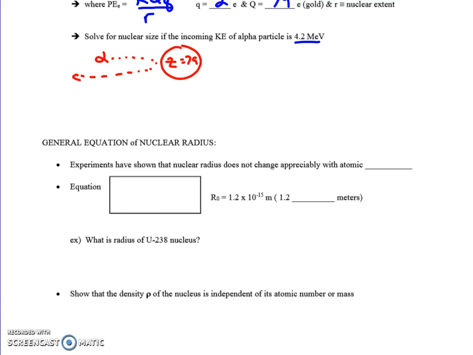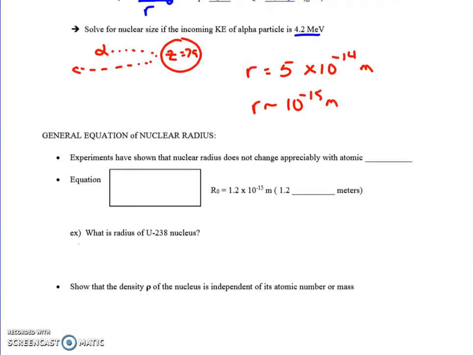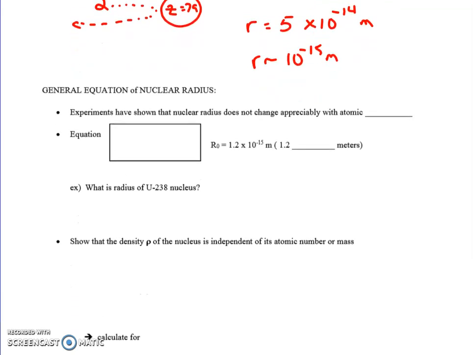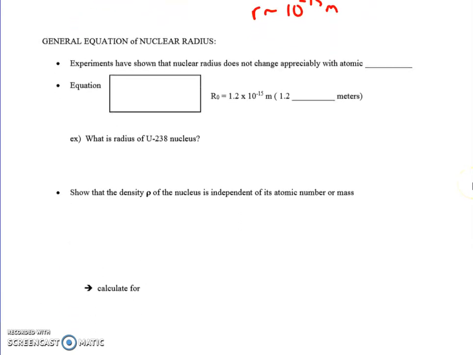If you did things correctly, you should have gotten a value for the radius around 5 times 10 to the negative 14th meters. That fits in line with what we talked about last year. We said the radius of a nucleus at the nuclear level is around 10 to the negative 15th meters, or a femtometer. This derivation is very effective. It gave us our first real estimate of nuclear sizes, and it was a key development in atomic physics.